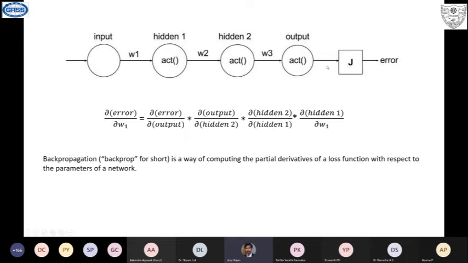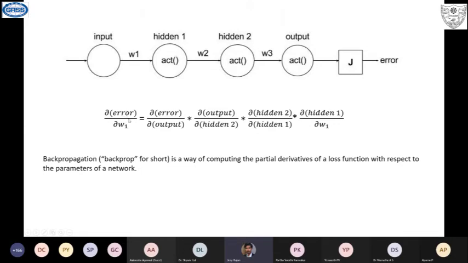Once we randomly initialize the parameters and do a forward pass, in the end we will get some error. Error means all these parameters are contributing to the error, right? Our objective is to come up with the optimal values for all these parameters. What value of W1, W2 and W3 minimizes the error? This is what we have to find. So dou error by dou W1 means what value of W1 minimizes the error.